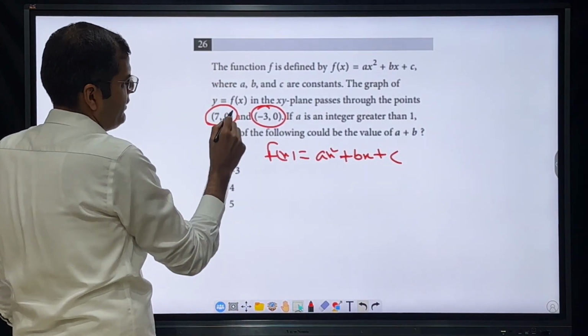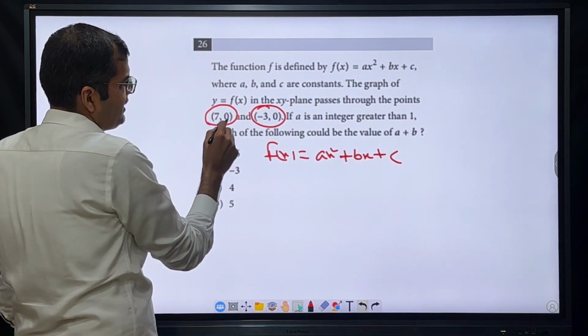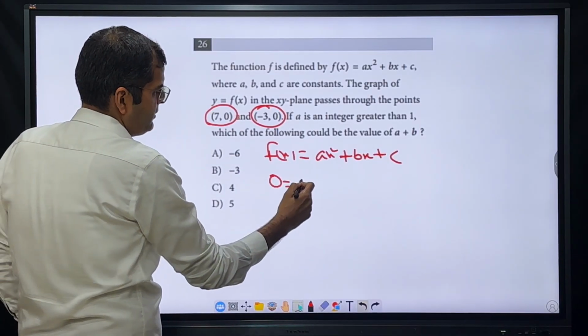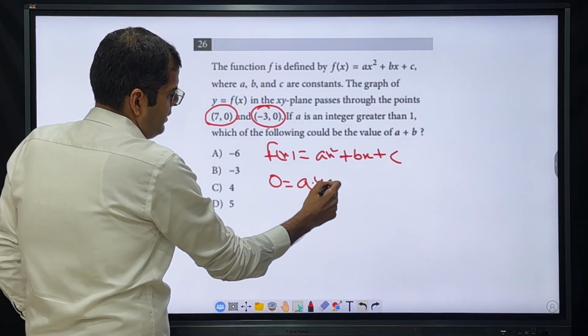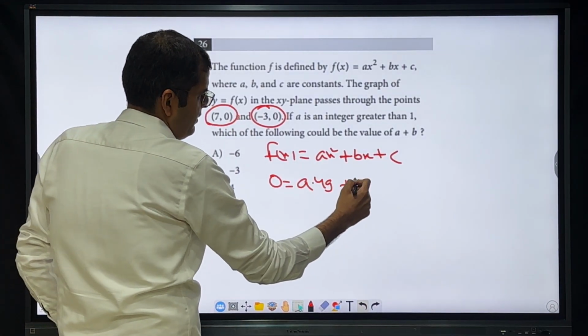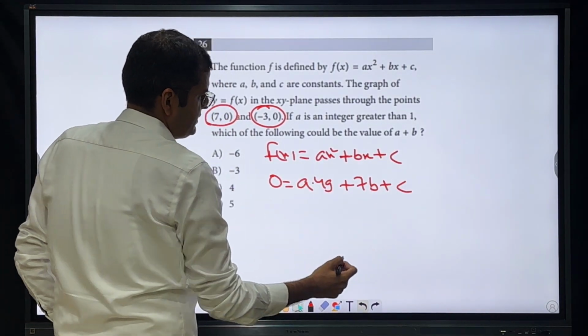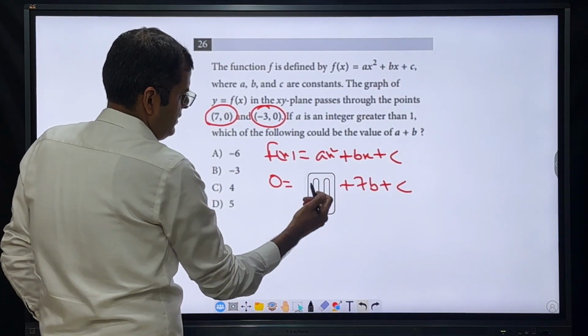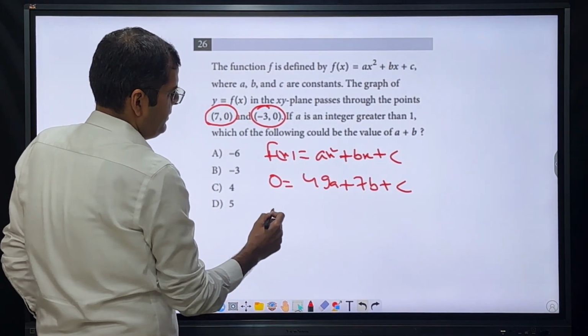We will put 7, 0. So when x is 7, f of x is 0. So 0 is equal to a into 7 square, which is a into 49, plus b into 7, which is 7b, plus c. So it is 49a plus 7b plus c.